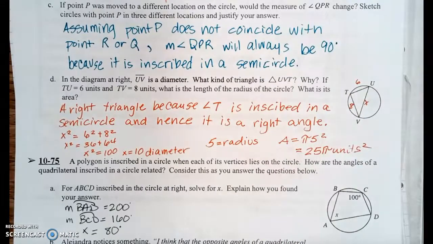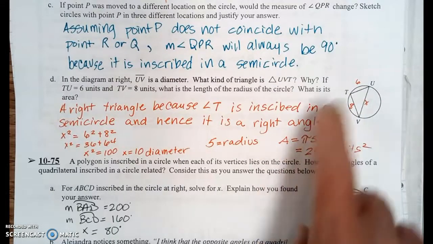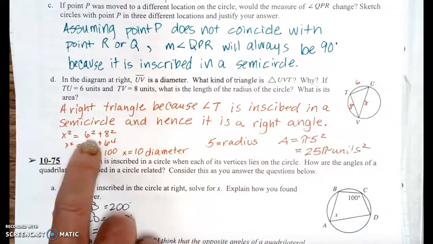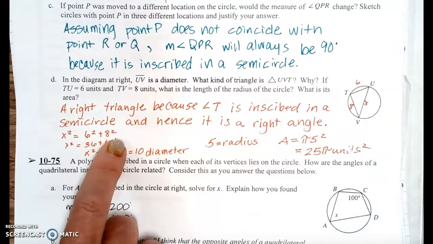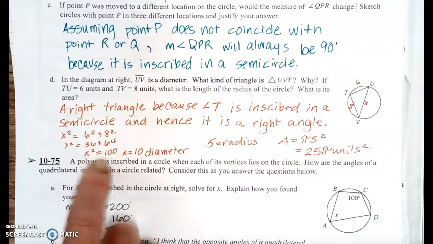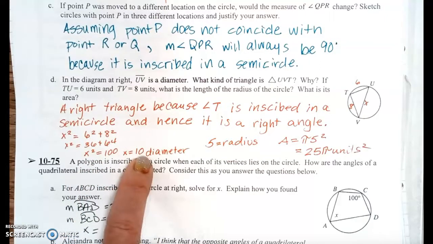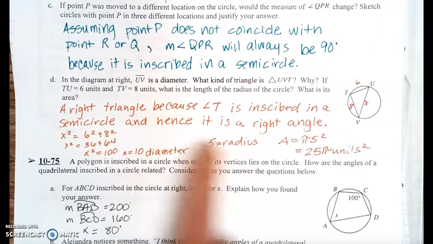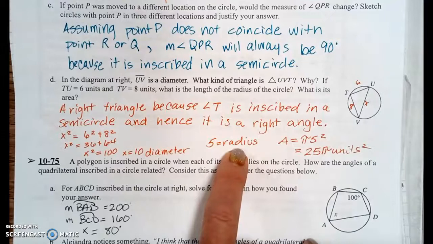And then we can use the Pythagorean theorem to solve for that hypotenuse over there. So we're going to say that C squared equals A squared plus B squared. Plug in the 6 and the 8, the 2 legs. Square both of them, add them together, and then take the square root, which gives us a diameter of 10. But the question was, what is the radius? So you take half of it. So the radius is 5.